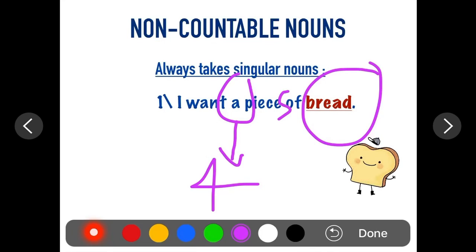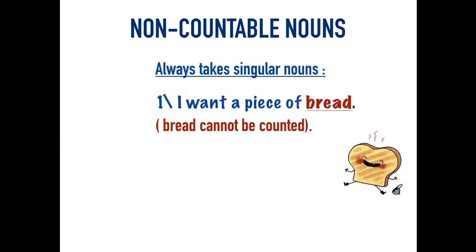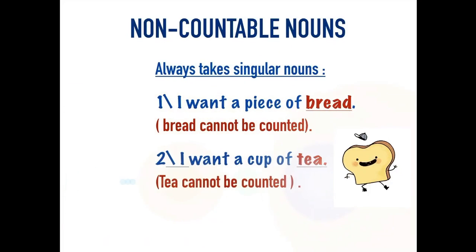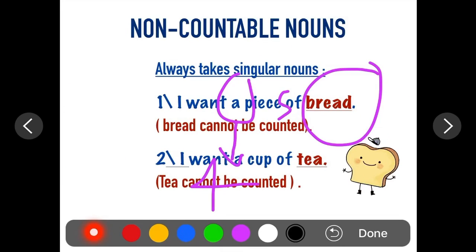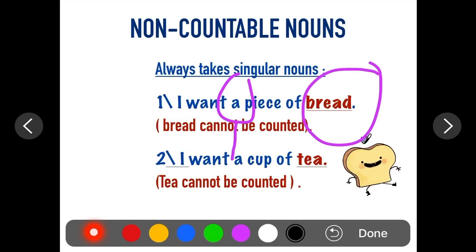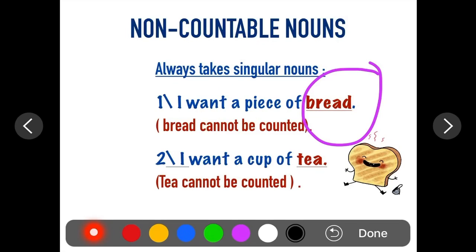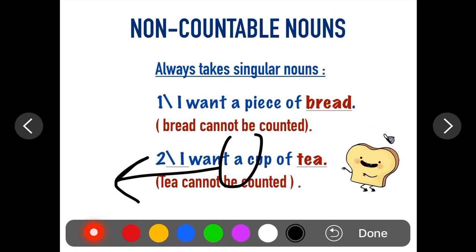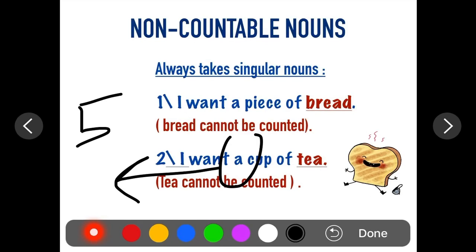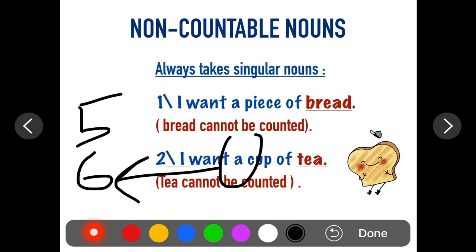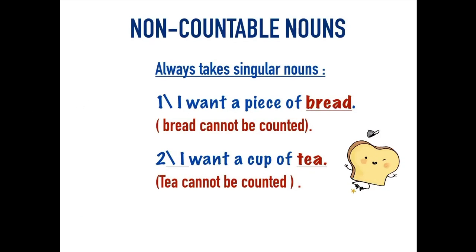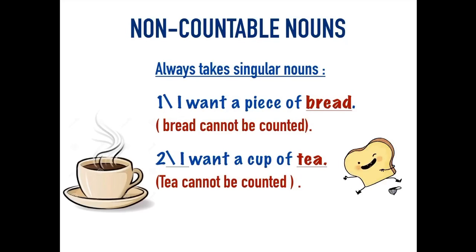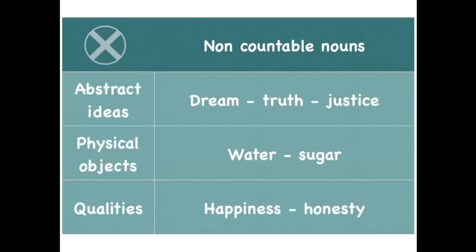It's wrong. So we are going to change the noun before. As I said, for example, if I want to say I want more than 1 cup of tea, I'm going to say I want, instead of the a, the number that I want. So for example, I want 5 cups of tea. I want 6 cups of tea. I hope you get it. So tea and bread cannot be counted.